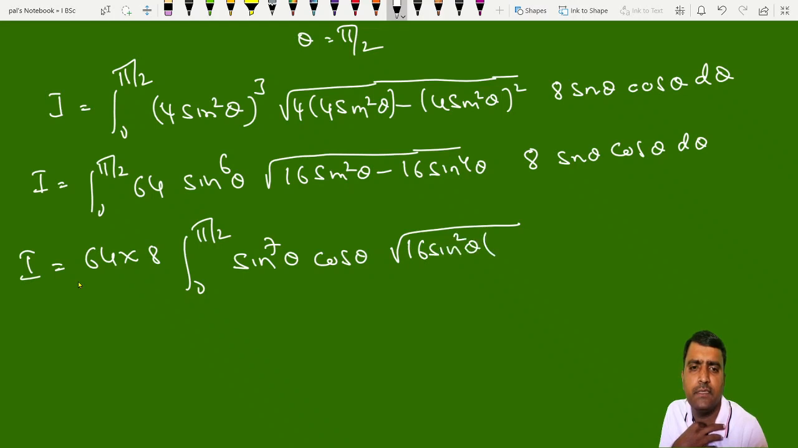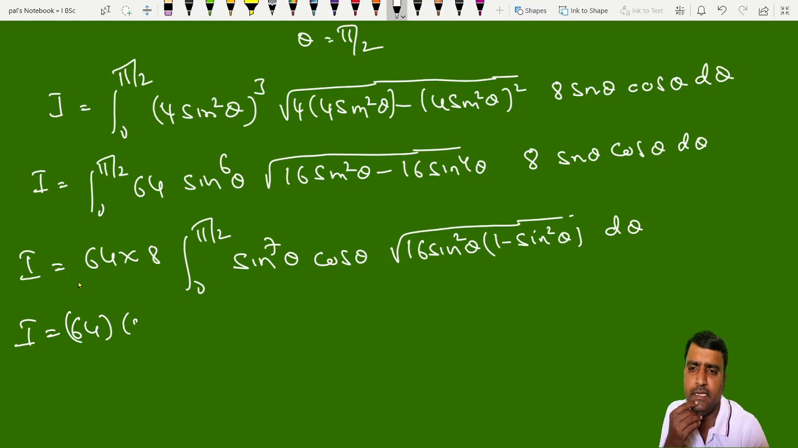16 sin square theta comes outside. If you take it as a common factor, what remains here is 1 minus sin square theta, so 1 minus sin square theta into d theta. So I is equal to 64 into 8, integration from 0 to pi by 2, sine to the power 7 theta into cos theta.